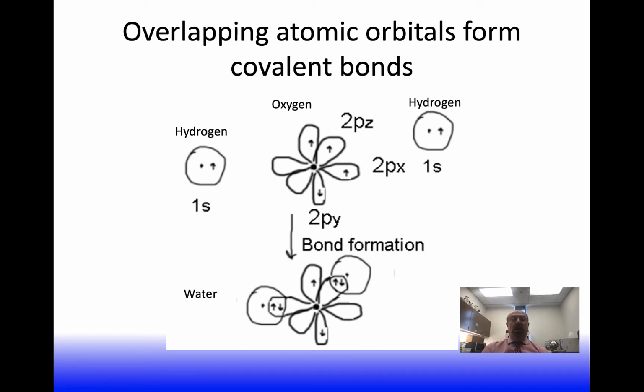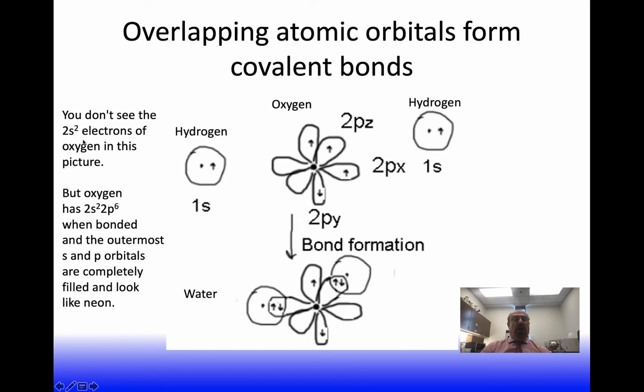Now, in order to form a bond, we're going to need to overlap the hydrogen 1s orbitals with our 2pz and our 2px. So once we overlap them, this is what we get. Do you notice now that everybody's got 2 electrons? The 2py still has 2, the 2pz, which is at this angle, now has 2, 1 from oxygen and 1 from hydrogen, and the 2px now has 2, 1 from hydrogen and 1 from oxygen.